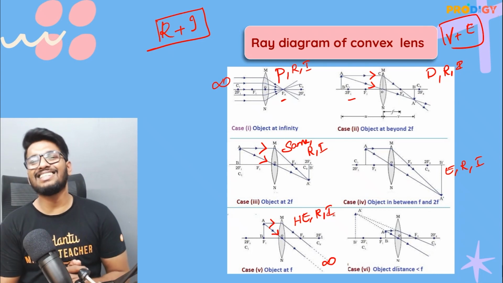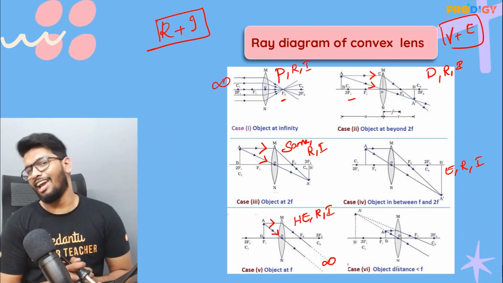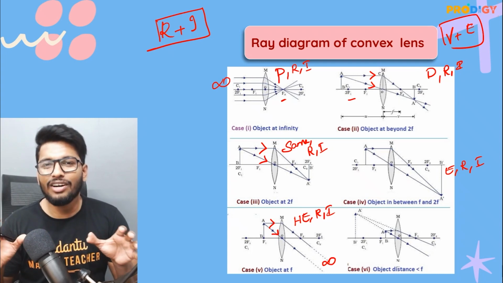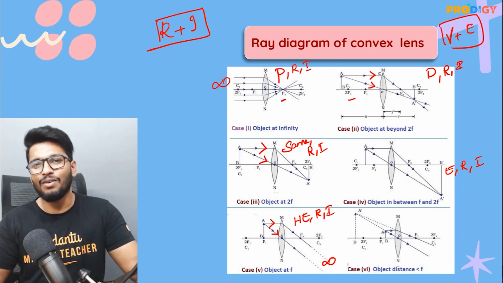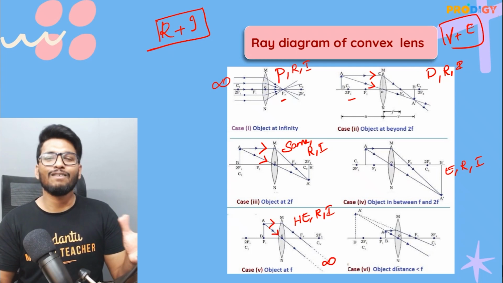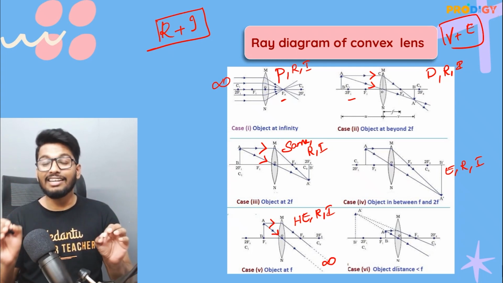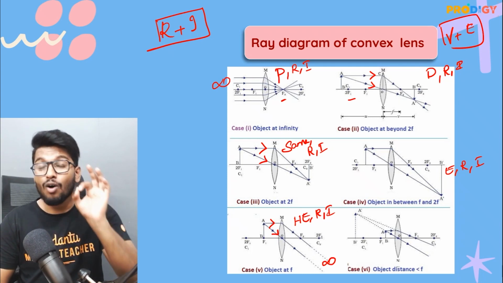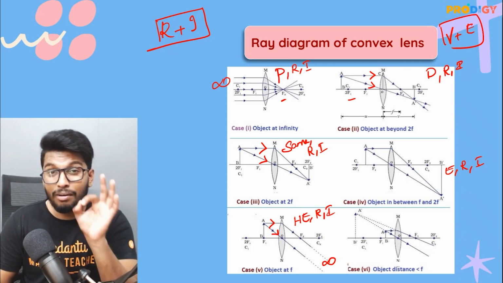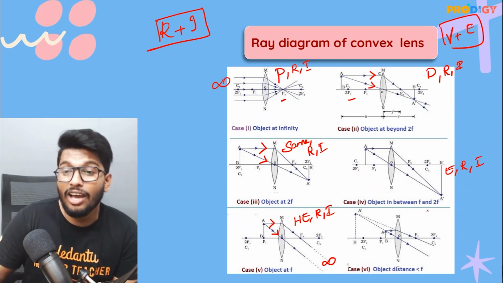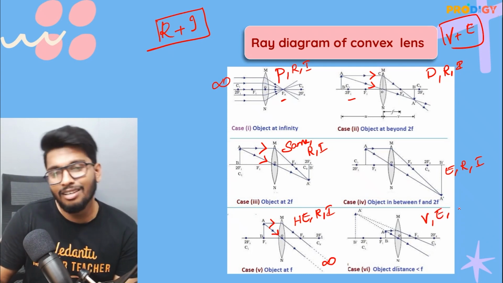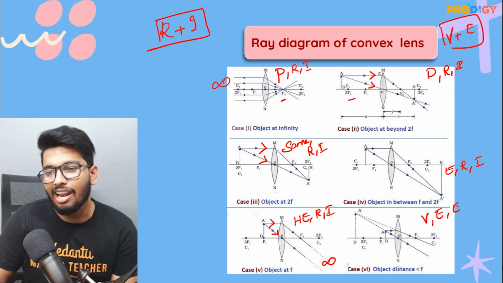And finally, guys, when the object is placed between f1 and the optical center, this is that case where you're going to get a different scenario. This is that one case where you are going to get a virtual image, because if we look at all the other images, it's always been real. But this is that one condition where you're going to get a virtual image which is erect and which is going to be enlarged in nature.